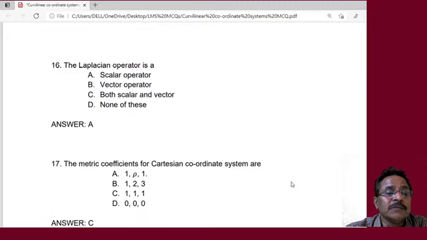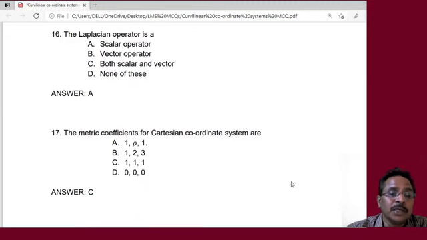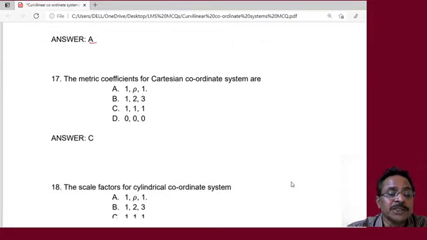Now question 16, the Laplacian operator. This doesn't depend on whether you are working in any system or curvilinear coordinate system. The Laplacian operator is always taken to be del square, and it is always going to be a scalar operator. So which system you are working in doesn't matter, all the time the Laplacian operator is going to be a scalar operator. Therefore option A is the correct answer for this question number 16.